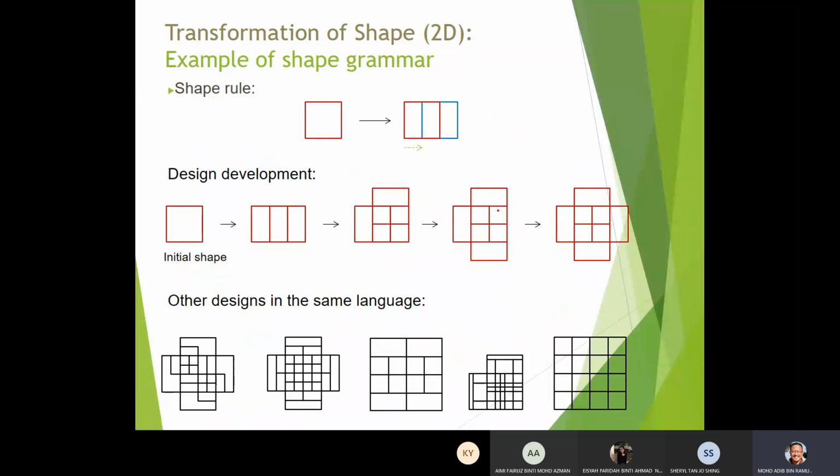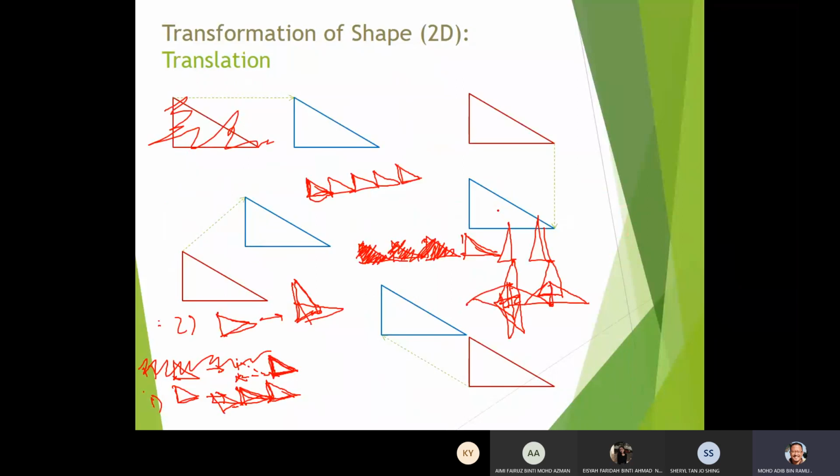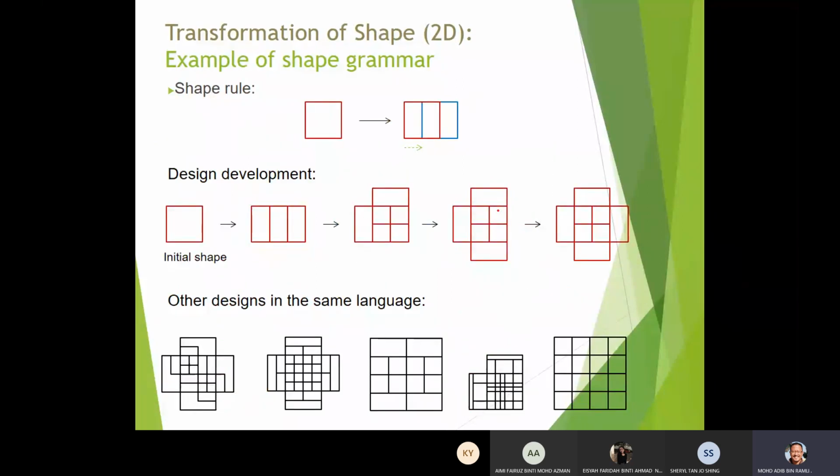Another example is shape grammar using only translation of shape. So this is the original position, and you move. In this case, you just move to the middle, then you add a new shape.